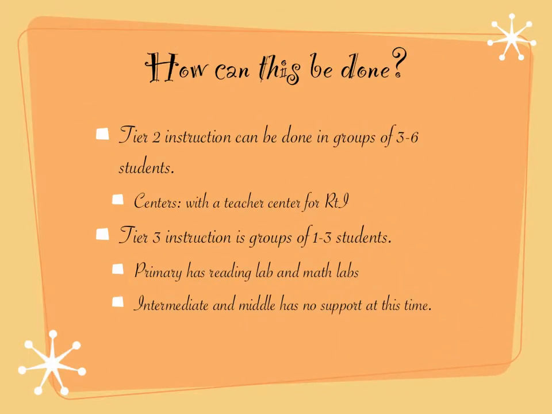How can all of this be done? Tier 2 instruction can be done in groups of 3 to 6 students. This could be done with a teacher center, with kids going around in different centers. Tier 3 instruction is for groups of 1 to 3 students.